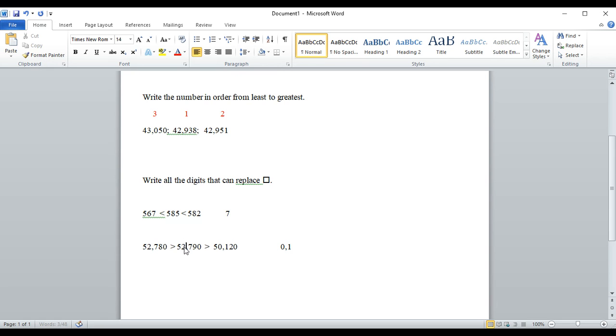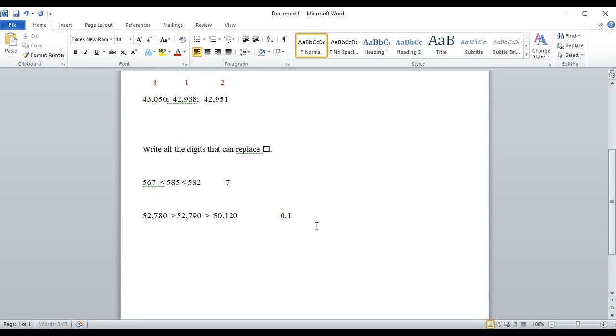All right. 52,780 is greater than 52,790. Oh, that one doesn't work because now this number is greater than that number. So 2 is not going to work. So we know we can stop. A 0 and a 1 are our answers here, and we can stop.